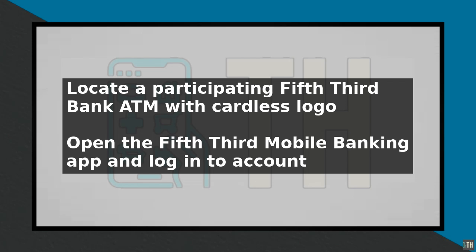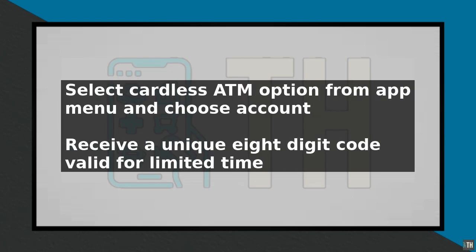Next, open the Fifth Third mobile banking app on your mobile device and log into your account using your username and password. Select the Cardless ATM option from the app menu and choose the account you want to access. You will then receive a unique 8-digit code that is valid for a limited time.